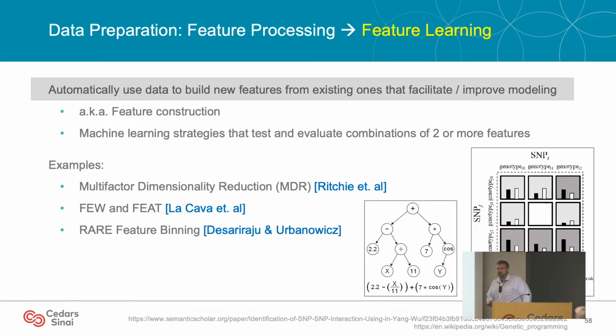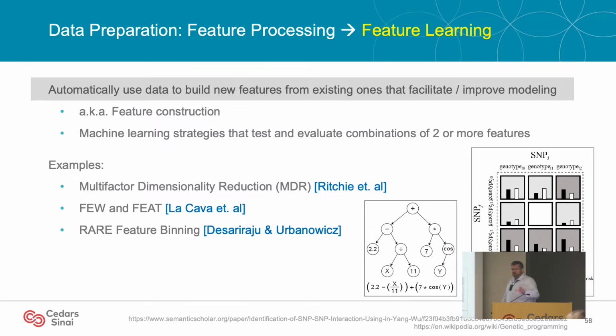Feature learning, the automated brother of feature engineering. So we're automatically using data to build new features from existing ones to, again, facilitate and improve modeling. This is also referred to as feature construction. And we can use machine learning strategies that basically test and evaluate combinations of 2 or more features from your original data set. It's basically looking for interesting ways to combine existing features. Not super unlike what dimensionality reduction is doing, except this is looking for feature combinations that are directly informative of our outcome, rather than just looking for things that capture variance in our data set.